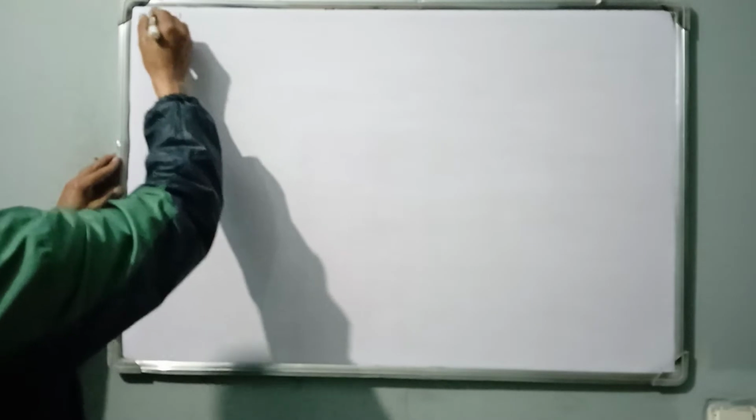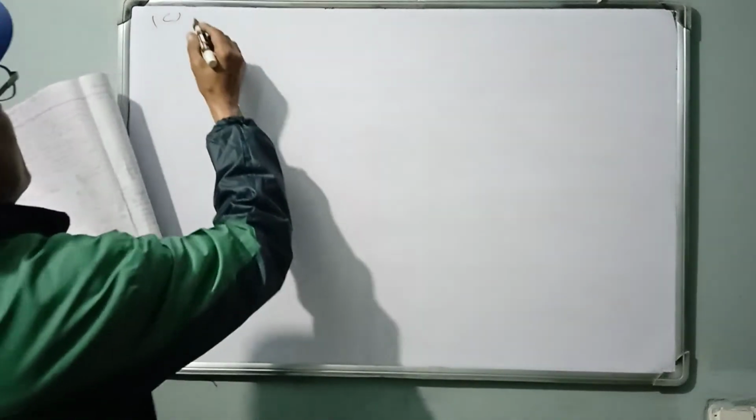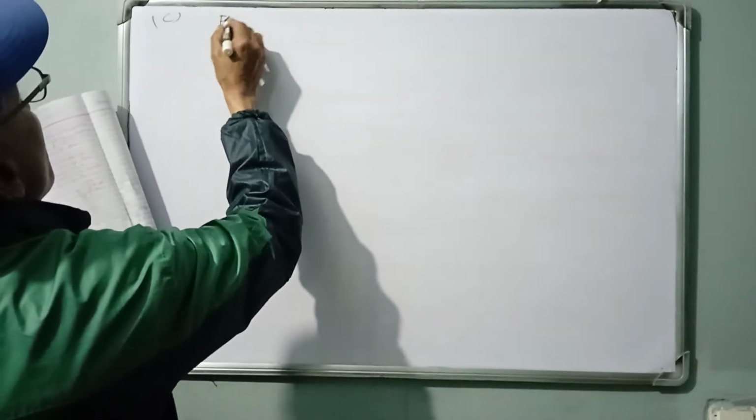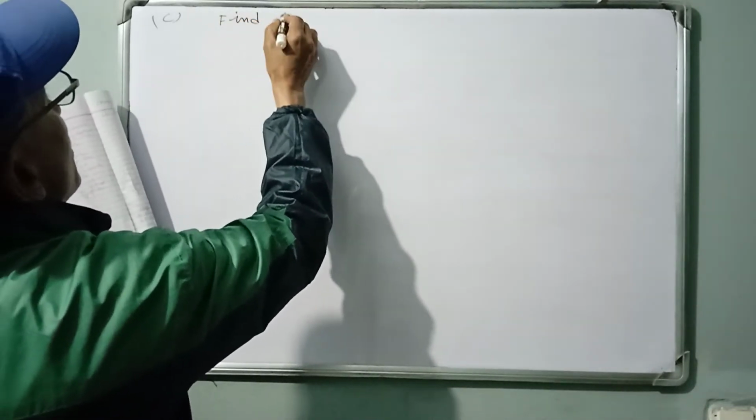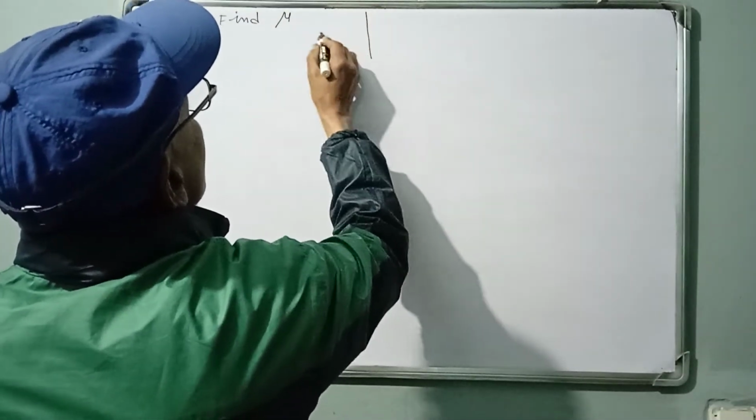Question number C. First, let me write down the question, draw the figure, and from the figure you have to find out what? You have to find mu in the following diagram. The diagram is this.